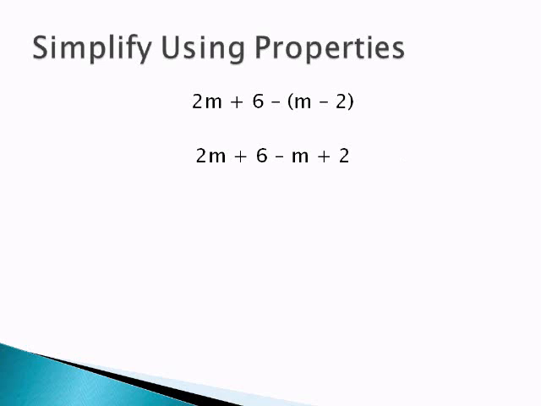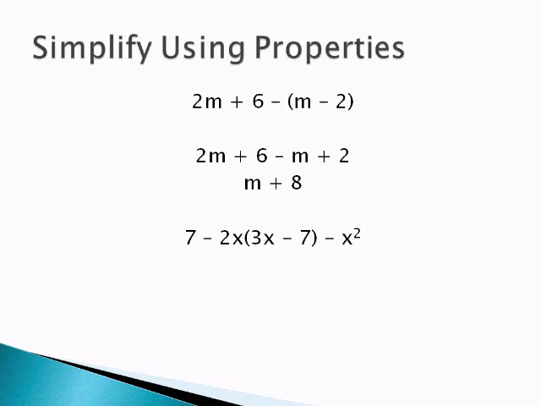Next we'll use the commutative property to move stuff around. We're going to combine the m's together. 2m minus m is just an m. And we're going to combine the numbers together. 6 plus 2 is 8. We can always combine terms like this that look exactly the same. The m and the 8, though, are different. One has a letter, one doesn't. We cannot combine those. Let's look at one slightly more complex example.